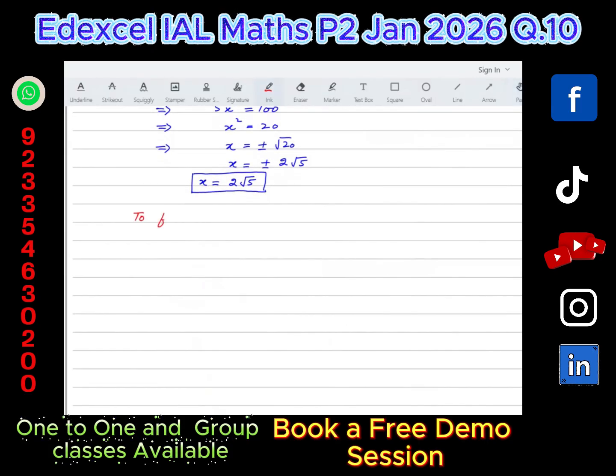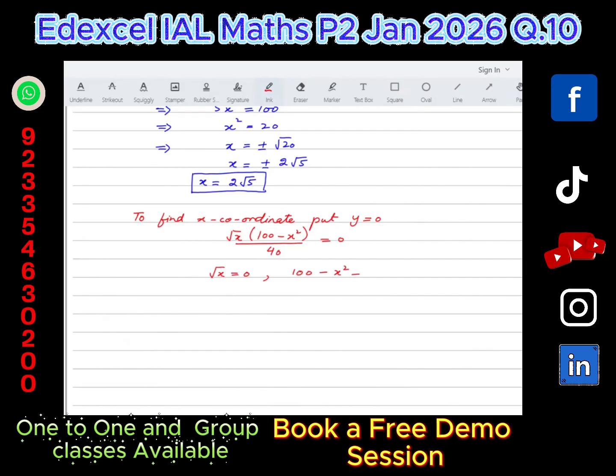To find the x-coordinate, put y is equal to 0. The value of y is square root x into 100 minus x squared divided by 40. This is equal to 0. Simplifying, we get square root x is equal to 0 and 100 minus x squared is equal to 0.